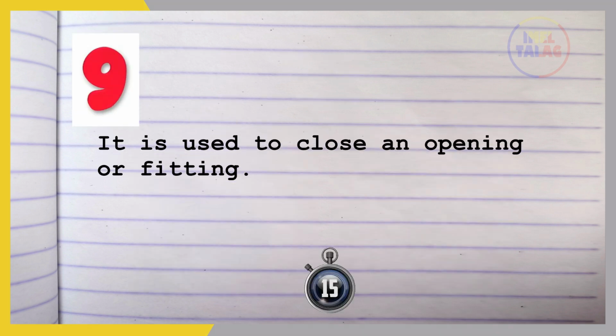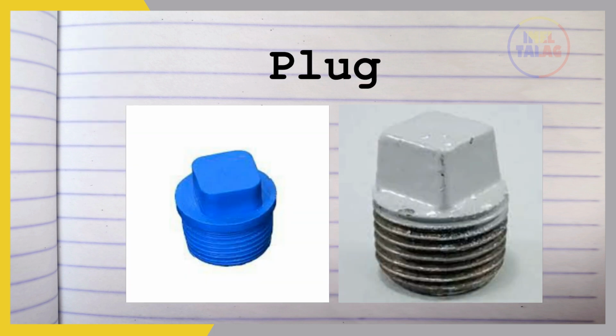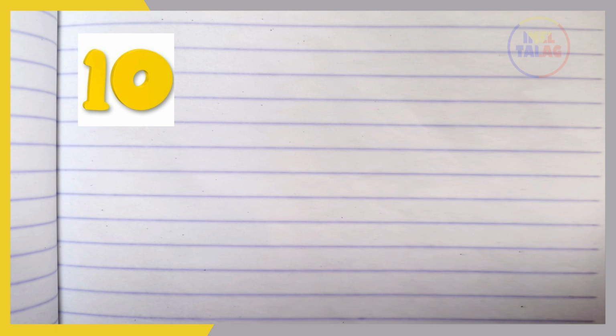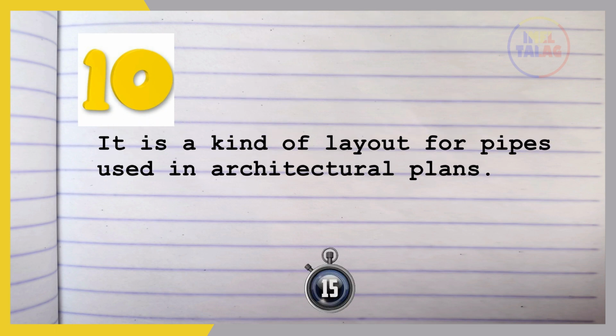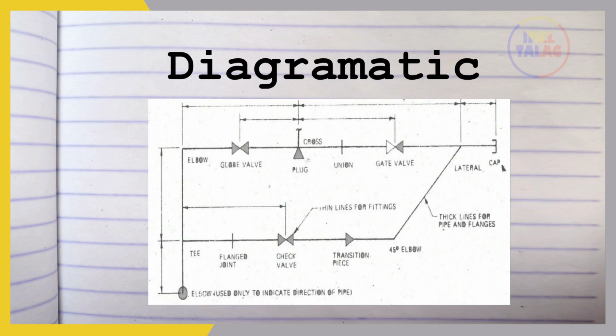Number 9. It is used to close an opening or fitting. And the answer is plug. And last, number 10. It is a kind of layout for pipes used in architectural plans. And the answer is diagrammatic.